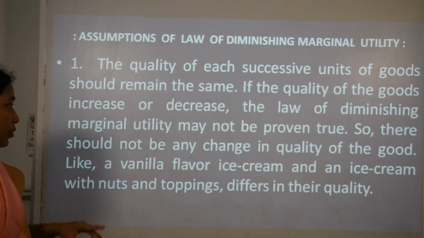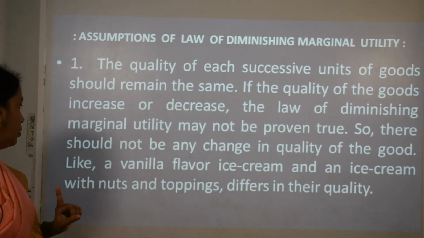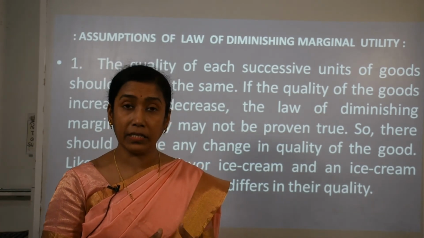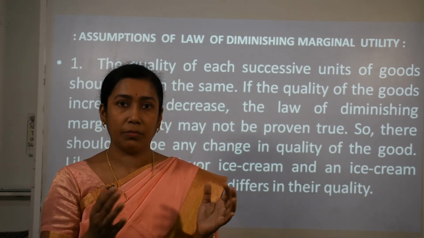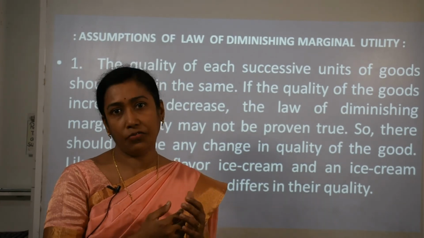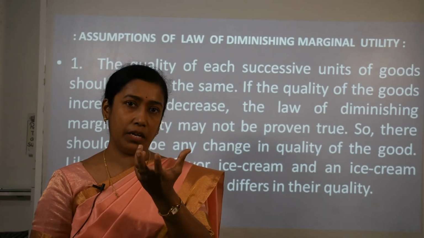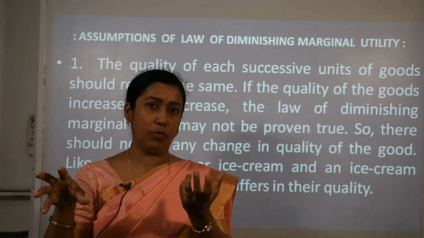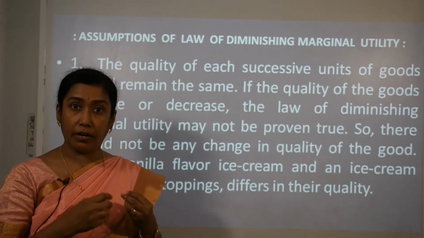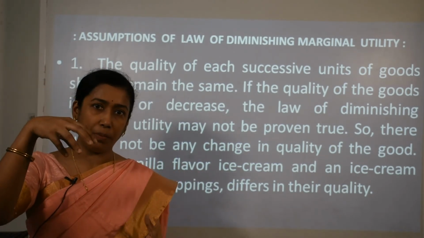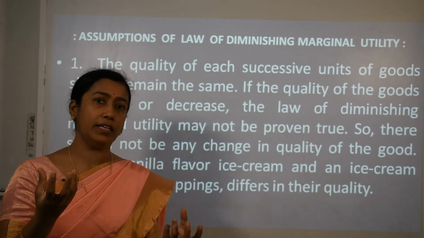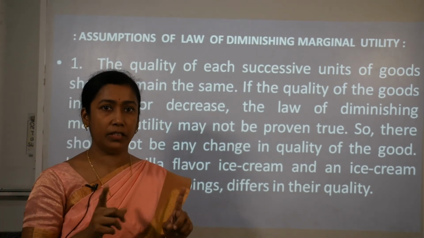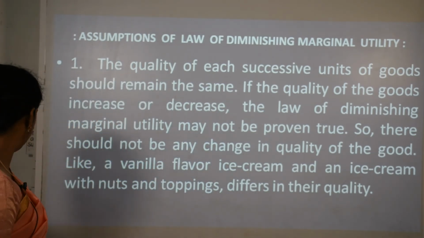not be proven true. So there should not be any change in the quality of the goods, like vanilla ice cream. When you want to eat an ice cream, there are many flavors available. Some are costing a high price, some are of better quality, some are of lower quality. If you consume a cup of vanilla ice cream, its quality will be somewhat lower in comparison to a cup of ice cream which has certain fruits and nuts and some other toppings. That ice cream's quality will be much higher than the vanilla ice cream. So it should not be done, otherwise the law of DMU will not apply.